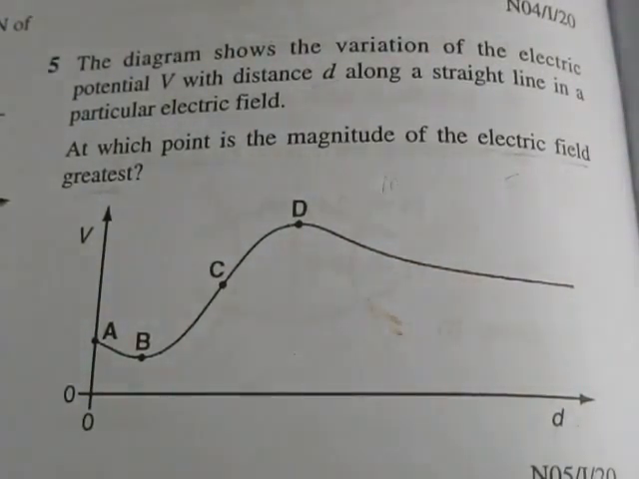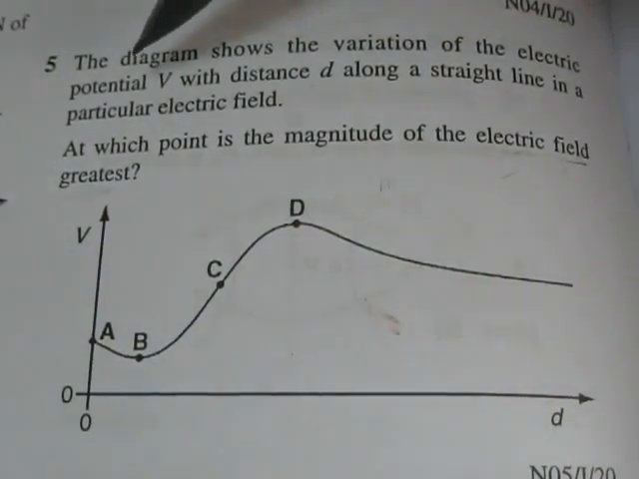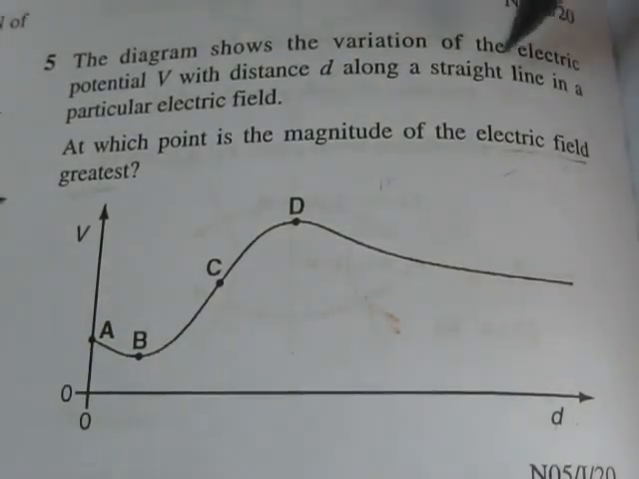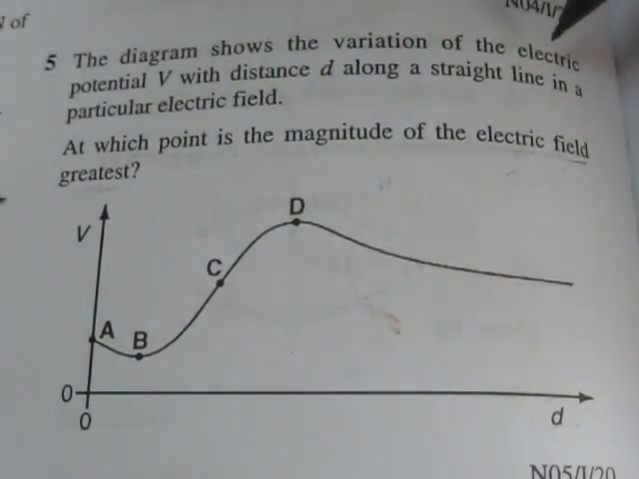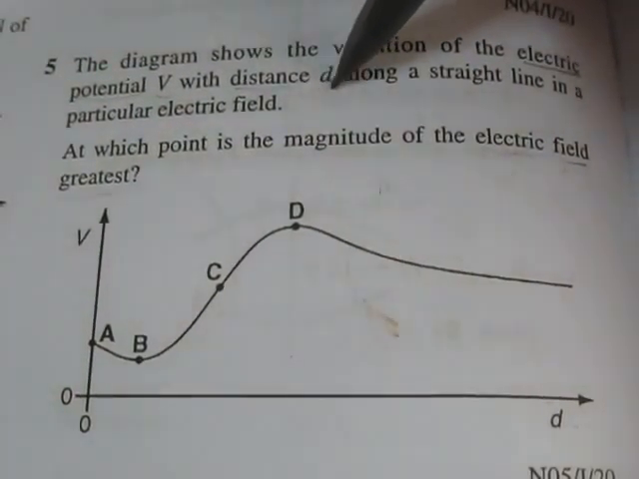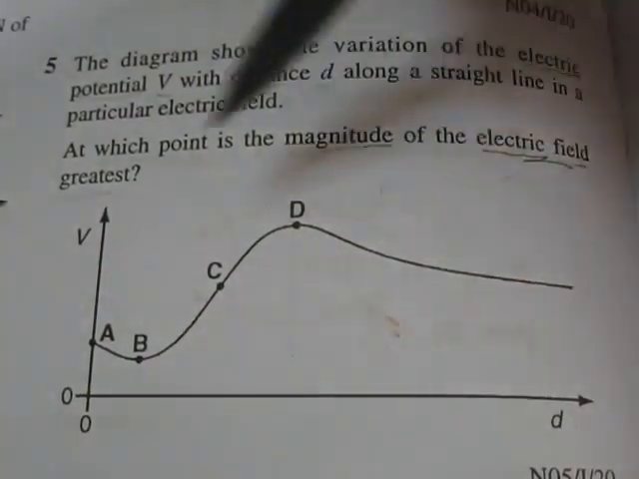Okay, now let's look at question 5. The diagram shows the variation of the electric potential, V with a distance d along a straight line in a particular electric field. So we have electric potential V with a distance d. At which point is the magnitude of the electric field greatest?